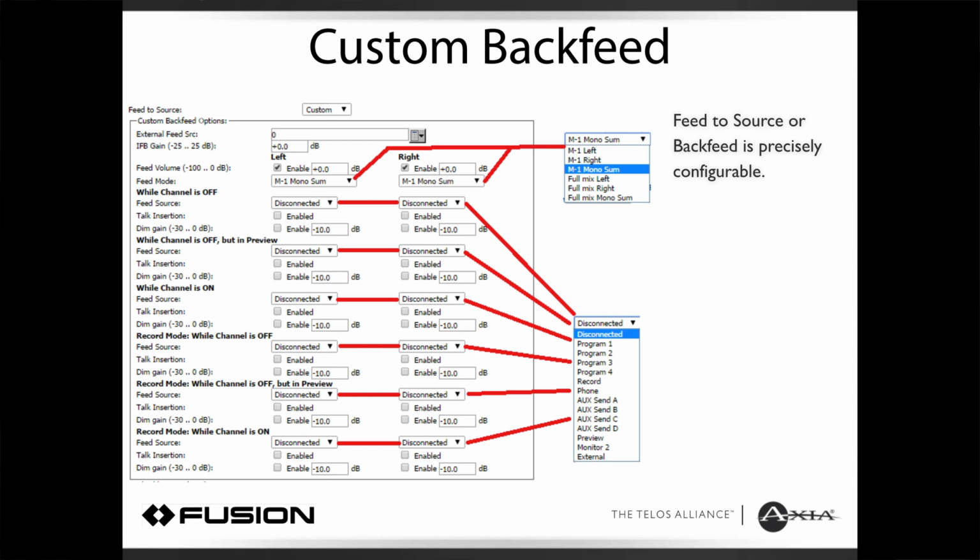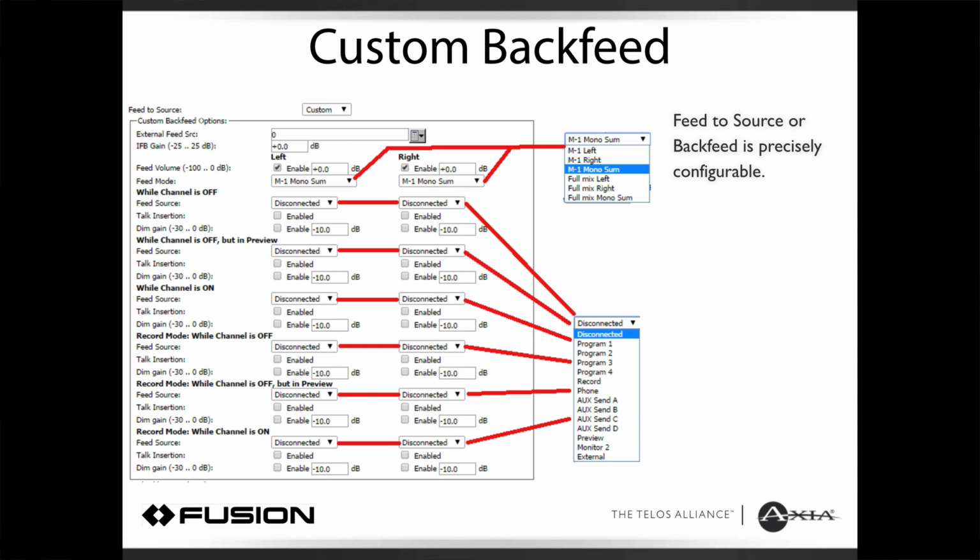You can choose what happens on the left channel for a backfeed or on the right channel for a backfeed, and you can choose what happens when the channel is turned off, when it's off but in preview, when it's on. And this is the backfeed setup, but you can also set up the record mode characteristics for when the channel is off but in preview, and record mode when the channel is on. The bottom line is this really lets you customize what's going on.